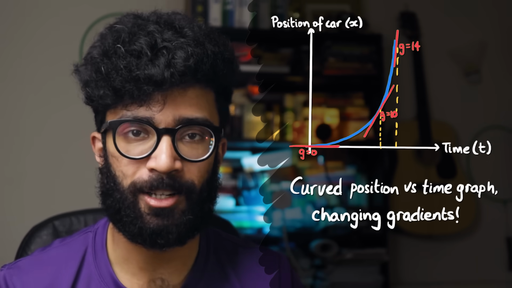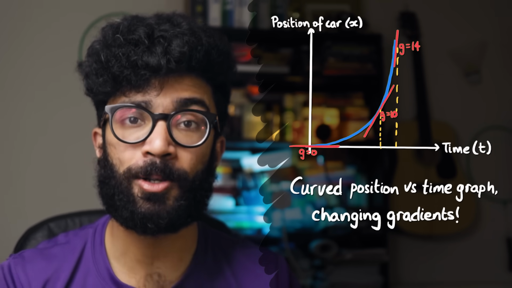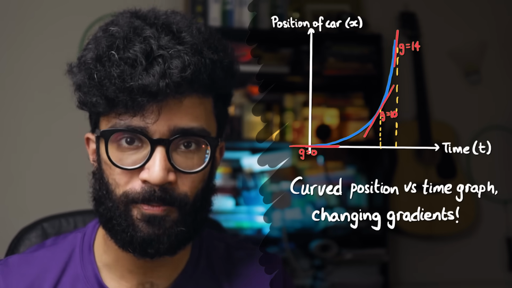But the important thing to take away here is how we took gradients at different points along the graph and plotted the values of those gradients to give us the differentiated quantity. And this has been a very, very brief overview on differentiation. I'm not going to go into too much detail here.